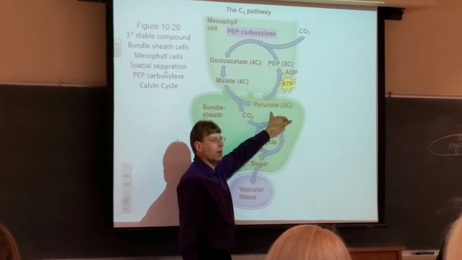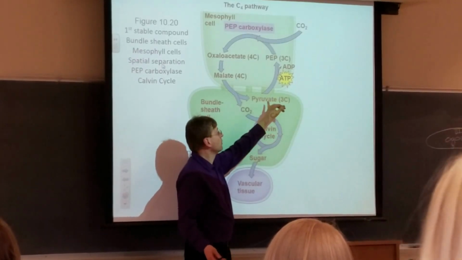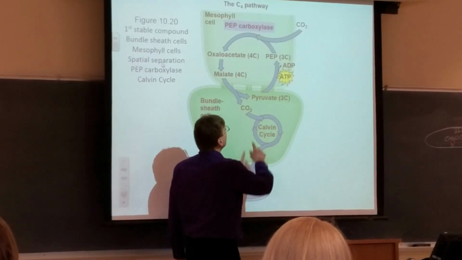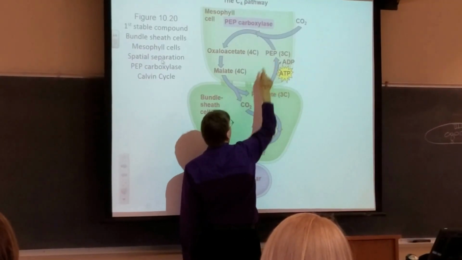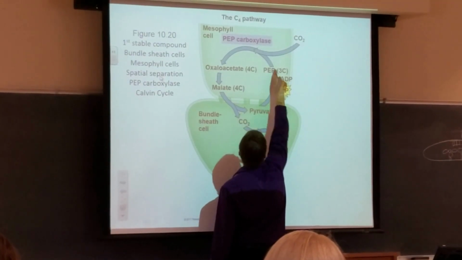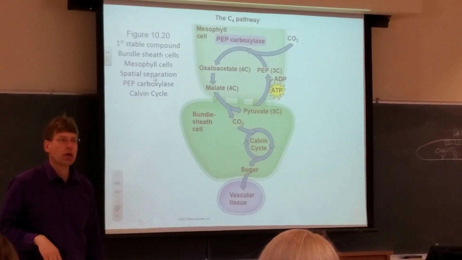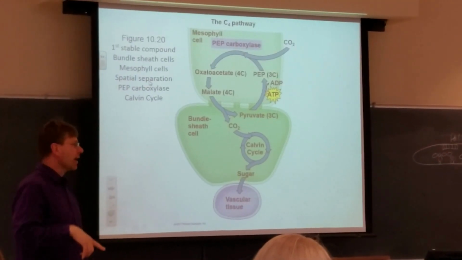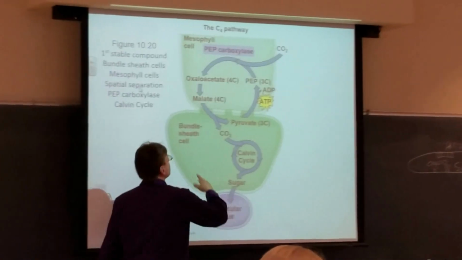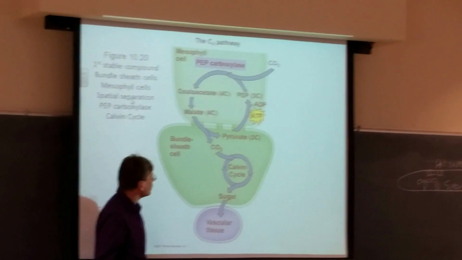Remember pyruvate from the end of glycolysis. So you see a lot of the same compounds. It's sent back into the mesophyll cell. An ATP is required to get back to phosphoenol pyruvate, and that cycle continues. So basically, an extra cycle is added. This cycle's purpose is to get CO2 into the bundle sheath cell.